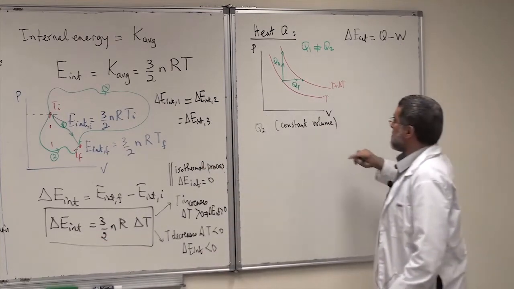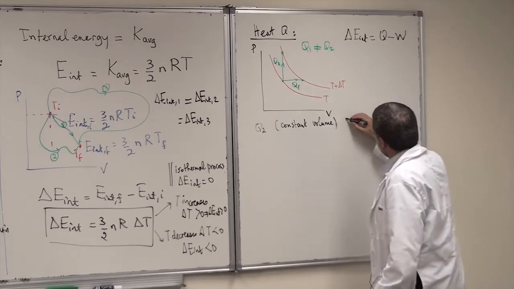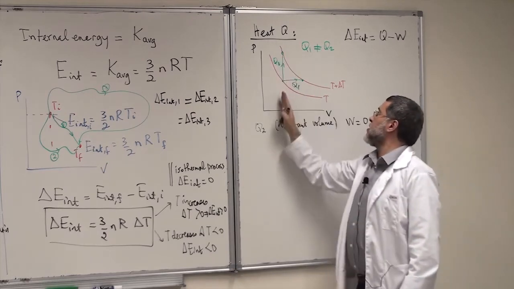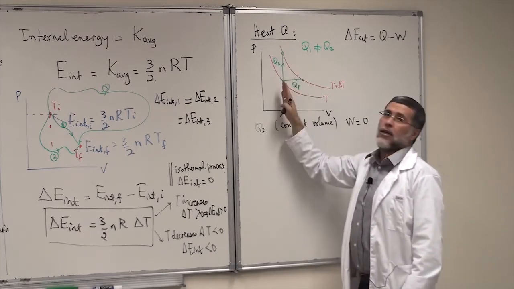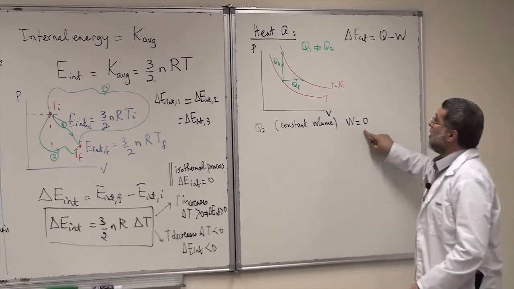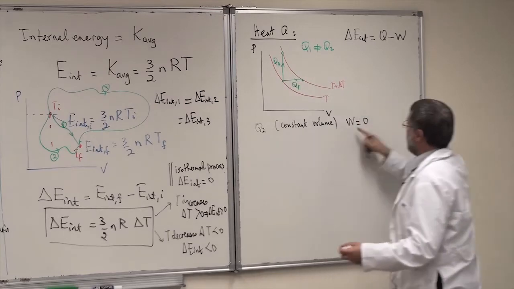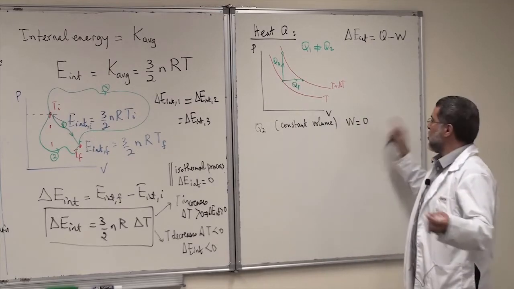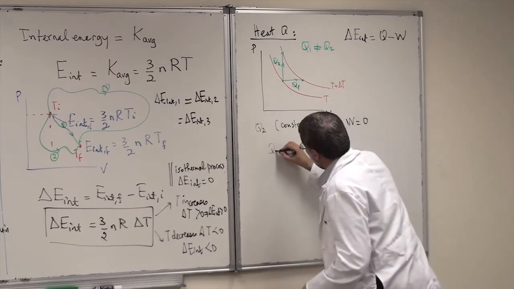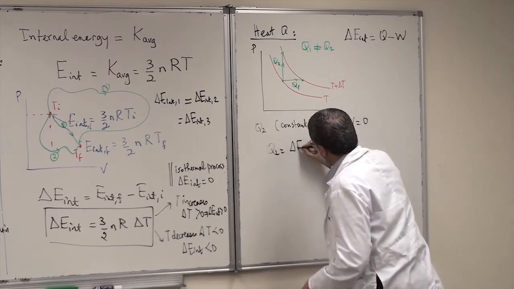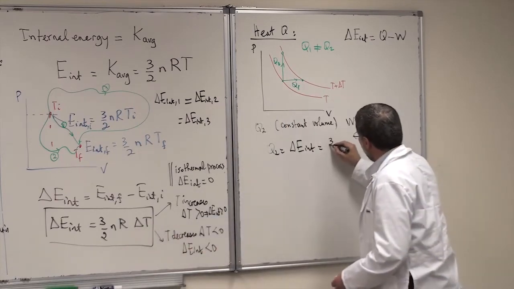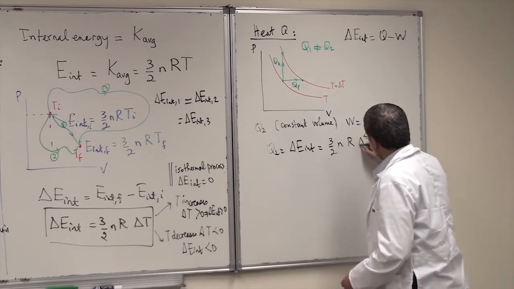Now, in a constant volume process, the work is equal to 0, as was mentioned by Dr. Salim. You can see there is no area under this line here. If there is no area under the curve, it means the work is 0. And also the volume is constant, so the work is the integral of P dV, and dV is 0, so the work is 0. So how much is Q2 then, according to this equation here? Q2 will be equal to delta E internal, but delta E internal has only one equation, which is this one here. So this is 3/2 N R delta T, okay?